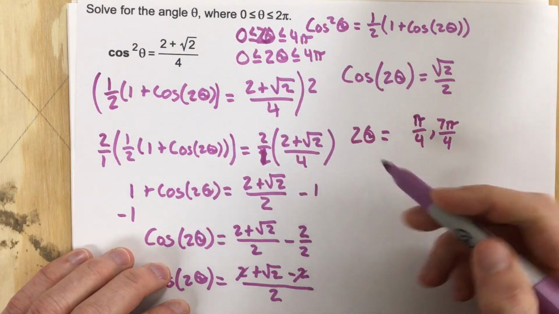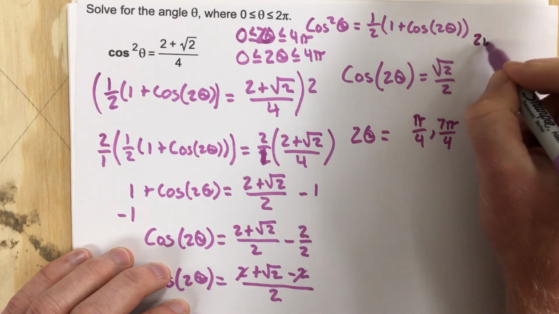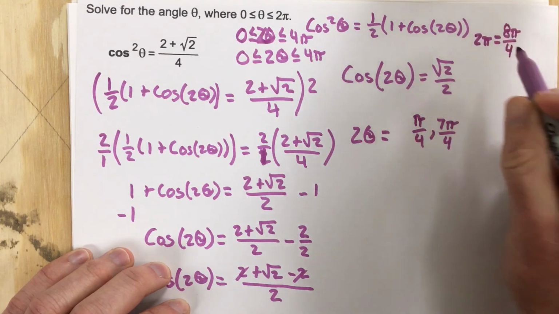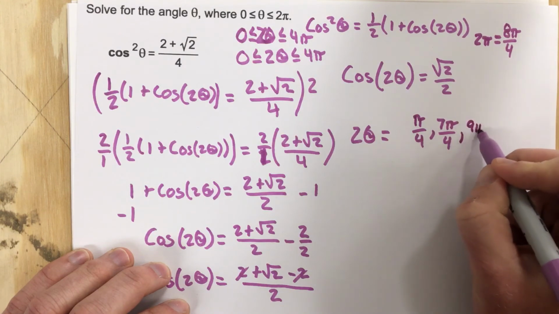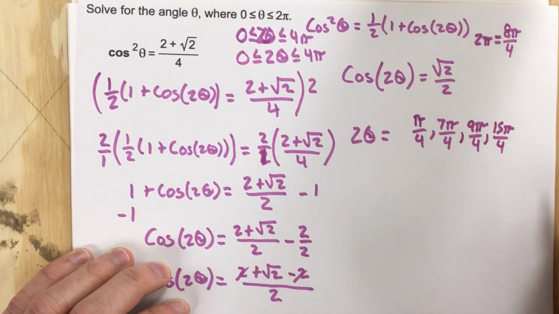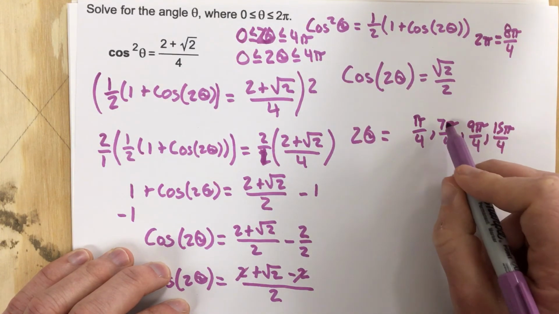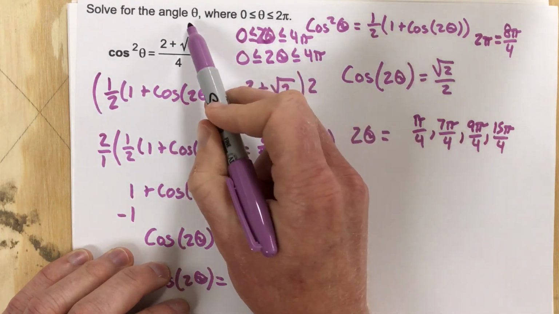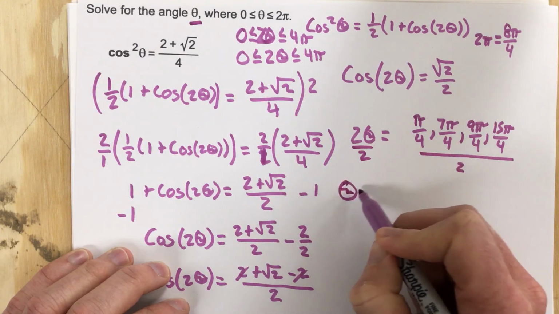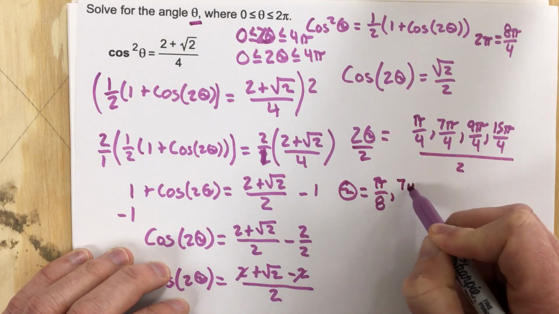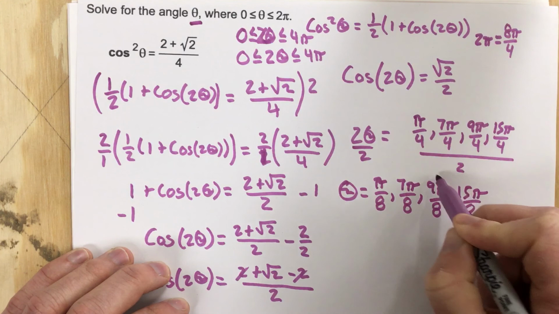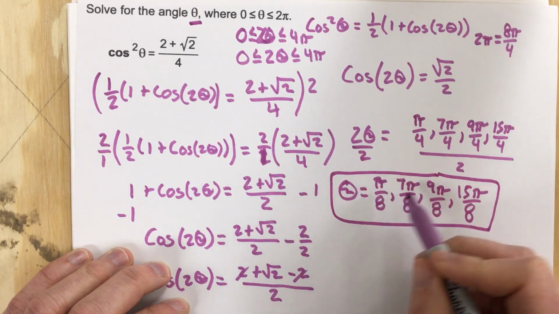If I go a second revolution around, I'm essentially adding 2 pi, and 2 pi is equal to 8 pi/4. So if I add 8 pi/4 to pi/4, I end up with 9 pi/4, and if I add it to 7 pi/4, I end up with 15 pi/4. That gives 2 more answers for 2 theta. My goal was to find angle theta, so I divide all of these by 2. I end up with theta equals pi/8, 7 pi/8, 9 pi/8, and finally 15 pi/8. So theta has 4 possibilities: pi/8, 7 pi/8, 9 pi/8, and 15 pi/8.